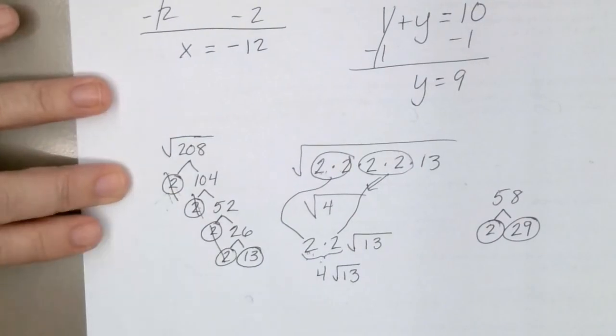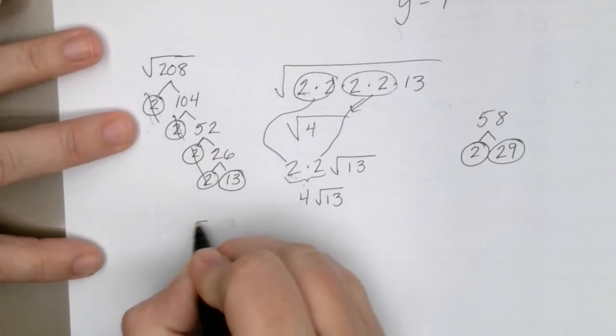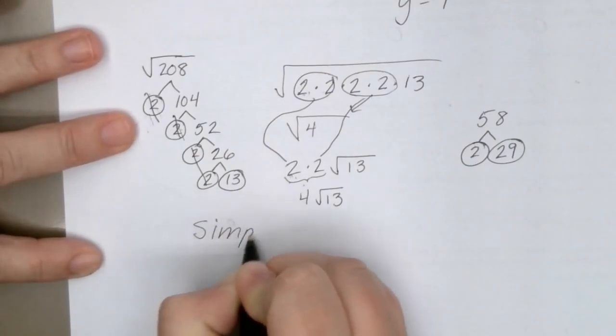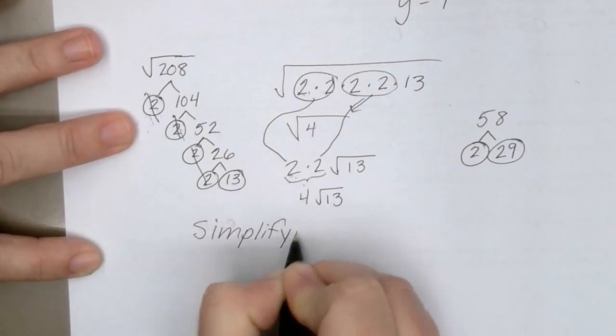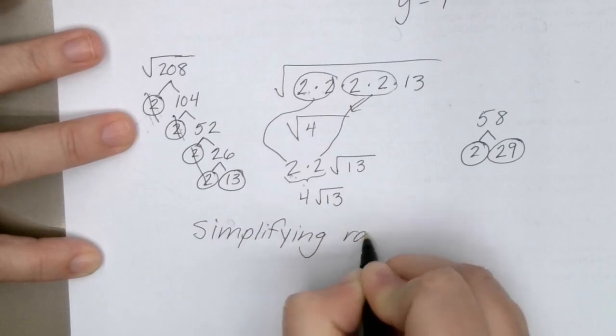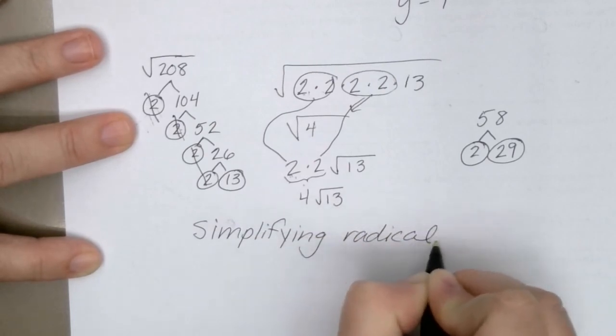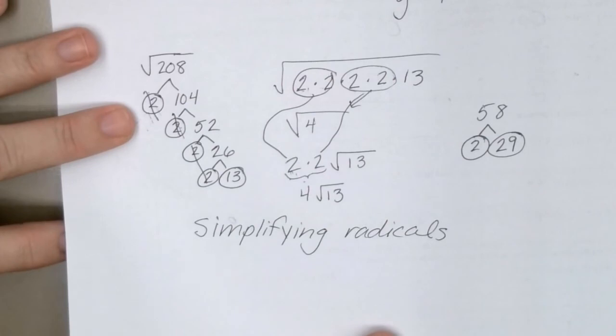If that part confuses you, go onto YouTube and search simplifying radicals. You will probably get over 10,000 results to that.